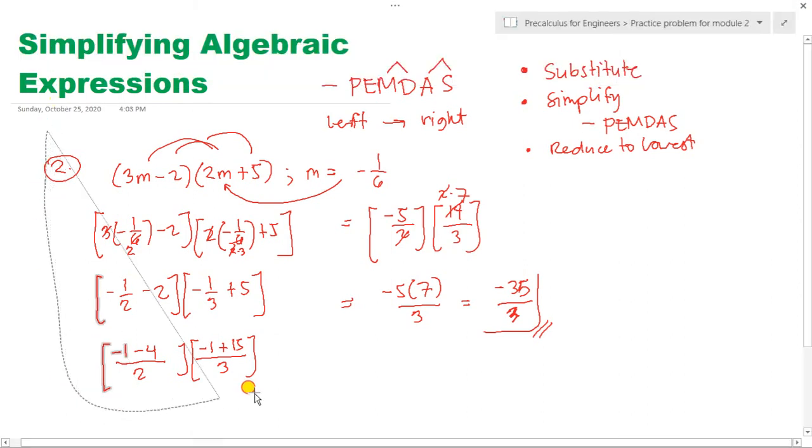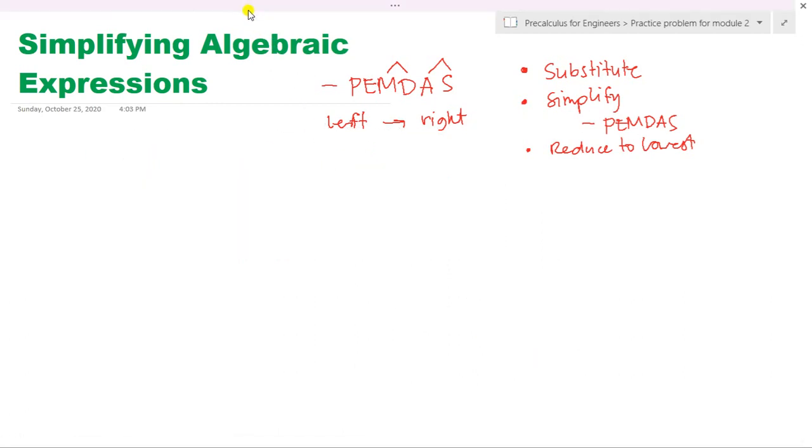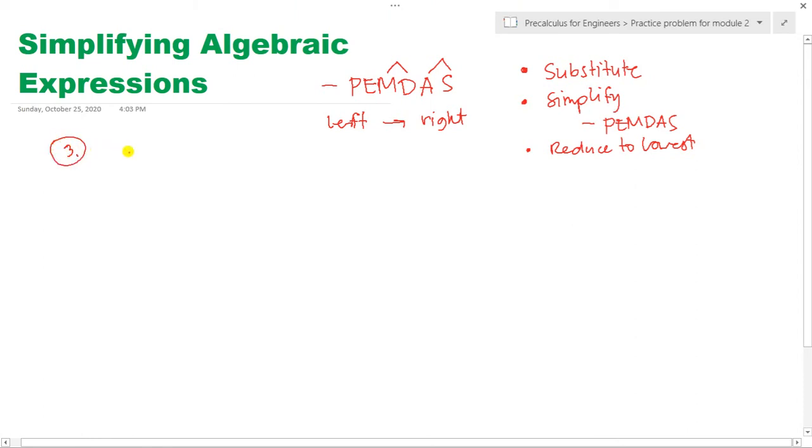So next, let's try another example. Last example for this topic. So we have the third example. How about if you are given a quotient of two algebraic expressions? We have 9xy minus 6x squared all over 3x. So in this case, class, since we're not given the value of x, we cannot employ substitution. So what we can do here is we just simplify.